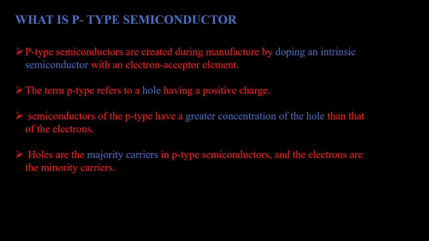As we know, these semiconductors are classified into two basic types based on their purity and the doping value. First is intrinsic and second is extrinsic semiconductor. P-type is the extrinsic semiconductor. In order to form a p-type semiconductor, the basic step is to dope intrinsic semiconductor with some impurity. Here the term P refers to positive charge, that means a hole. It has greater concentration of the hole than that of the electrons. In this way, a p-type semiconductor is defined based on its electron acceptor capabilities.